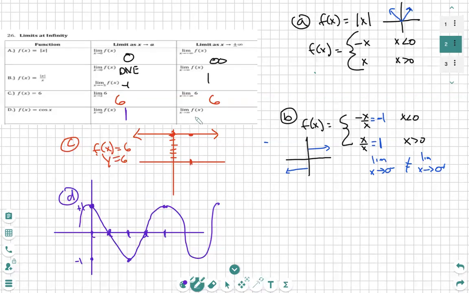Next, as we approach infinity, though, we have a bit of an issue because as we keep going right, we're going to keep going up and down between positive 1 and -1. That means our limit does not exist because it does not approach one singular value or just a negative infinity or a positive infinity.